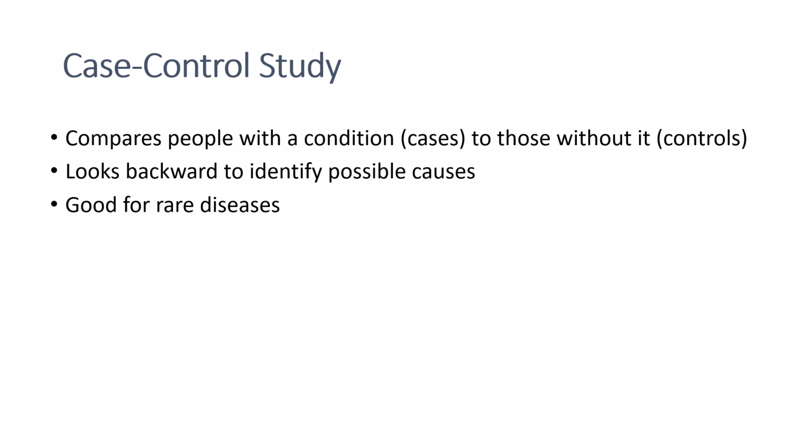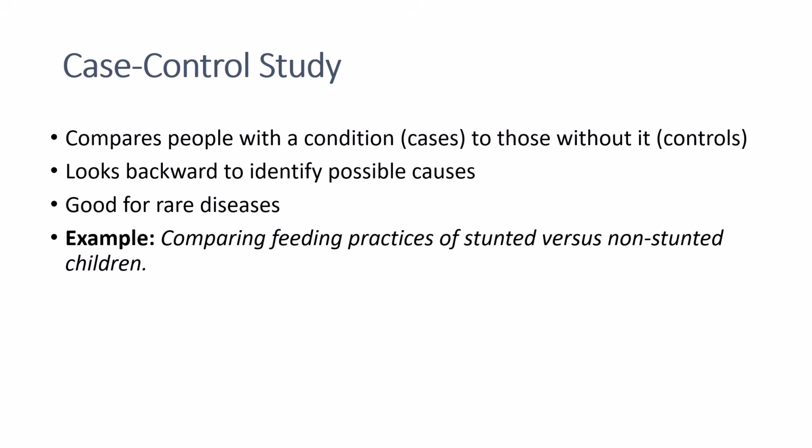We have the case control study, and here you compare people with a condition, which we call cases, to those without any condition, which we call control. It helps you to look backward to identify possible cause, and it's very good for rare diseases. Here you have a control with which you can identify the possible cause of a variable. An example is comparing feeding practices of stunted versus non-stunted children.